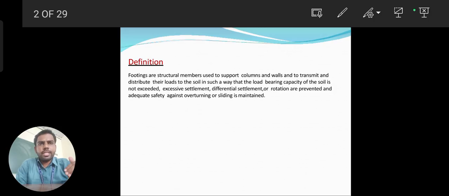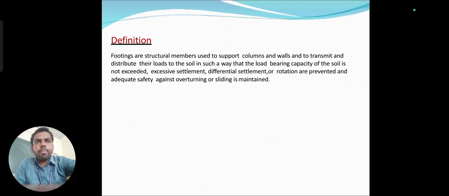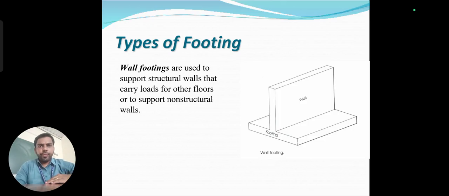A footing is a structural member in a building. It supports the columns and walls, transmits the load, and distributes that load to the soil, so that the load bearing capacity of the soil is not exceeded and excessive settlements do not occur. The total settlements and load bearing capacities are checked, and you have to design accordingly. Footings are categorized into different types.